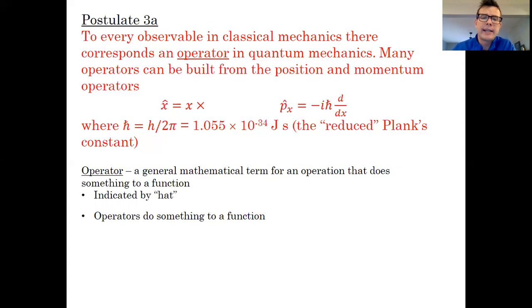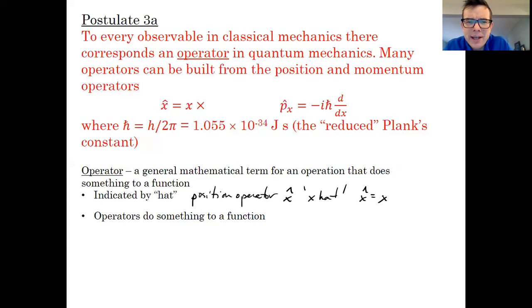So a couple things. The first is that it's indicated by a hat, right? The position operator is x hat, right? And it is multiplied by x, okay? The momentum operator suggests that I should take a derivative and then multiply that by negative i h bar, right?